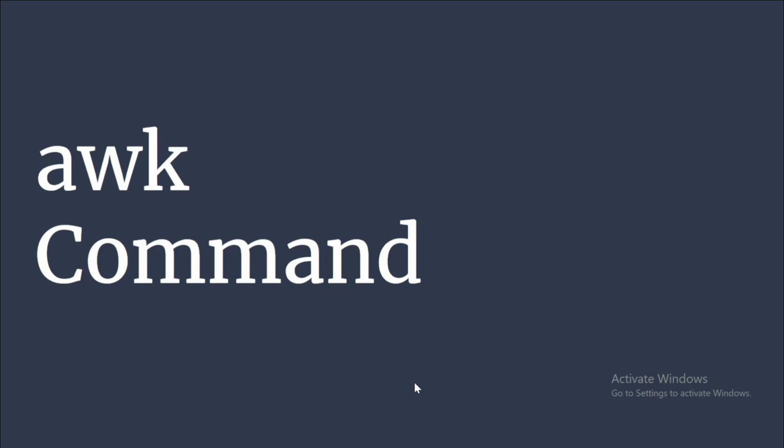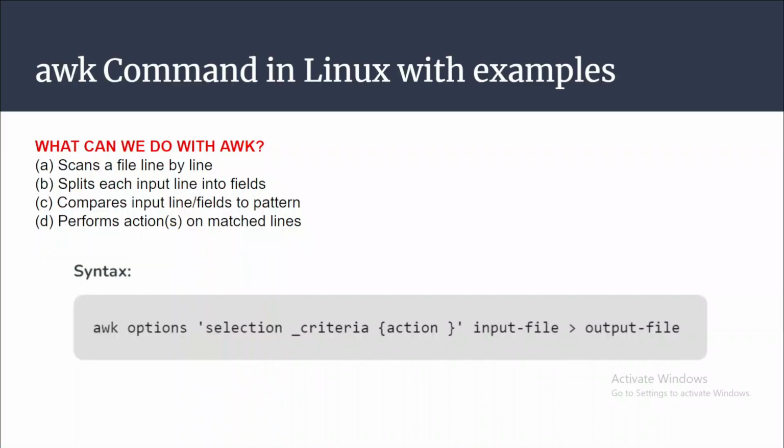Now the third tool is the awk command. So where can we apply this awk command? The awk command has a very important role. You can read and scan a file line by line. You can also split input files into field information. For example, if you are dealing with a CSV file, you can split each input line into fields of information, and you can also compare input fields with any pattern you are looking for, and you can perform actions on the matched line. For example, if you have a specific pattern in a particular line, you can filter out that line and perform many actions on it.